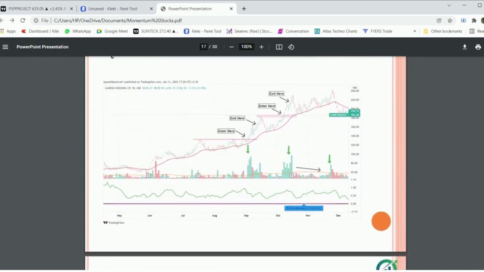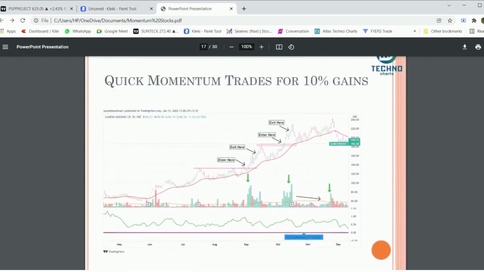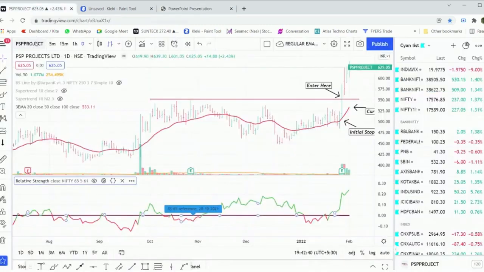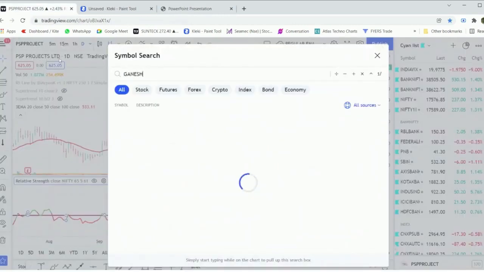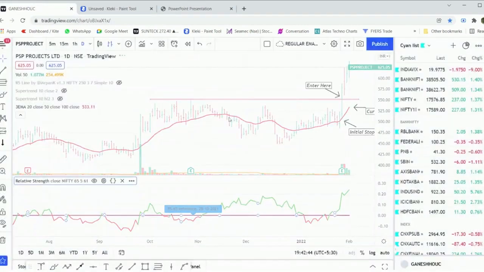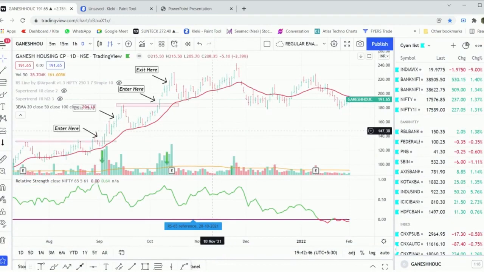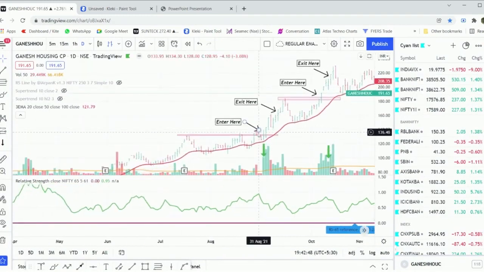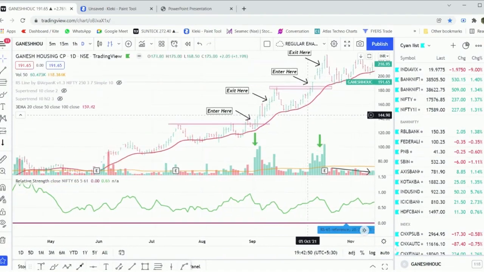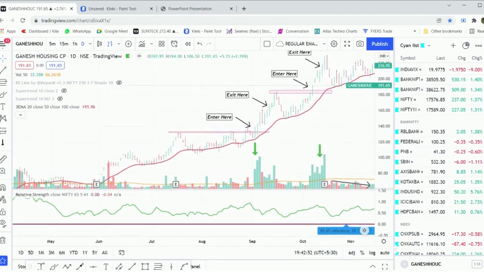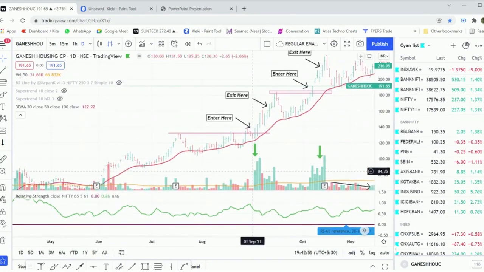So for example, if we look at this chart, the Ganesh Housing chart, this is a chart of Ganesh Housing where the stock had broken out of a 52-week high. Okay, so during the breakout, we always have to look at the volumes of the chart. Now we can see that there was a huge volume surge. The stock had broken out of a 52-week area, and the relative strength line was in green from a very long time, and the stock was outperforming the markets for a very long period of time.